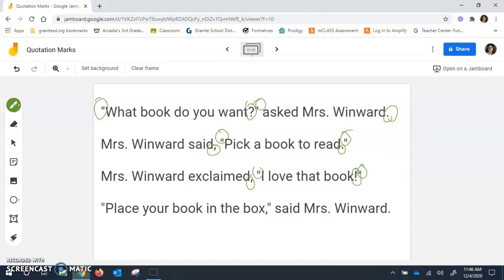And then if the words come at the beginning, or what the person is saying is at the beginning, like "Place your book in the box," said Mrs. Winward, you need your quotation marks and your comma. So use this to help you as you do your work. You can see all the different things that you need as you fill in your quotation marks. Maybe there's a question, maybe there isn't. Either way, you've got this.